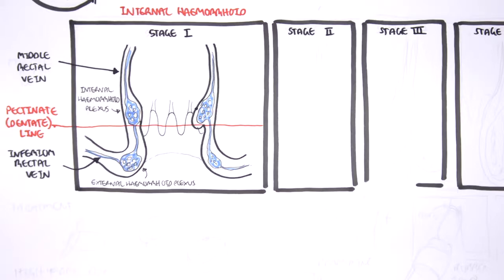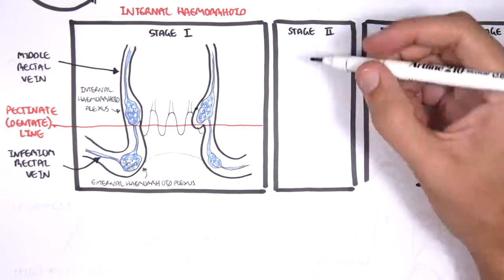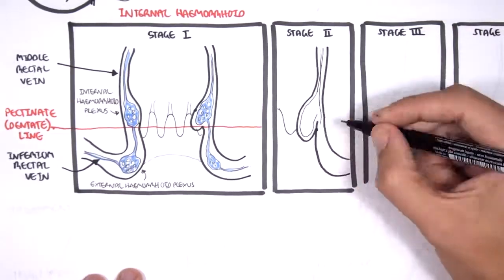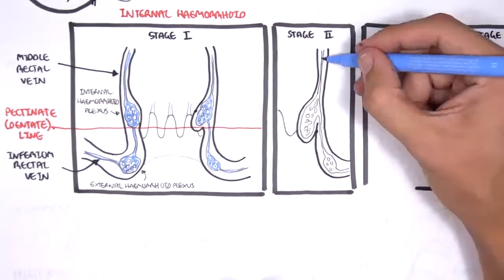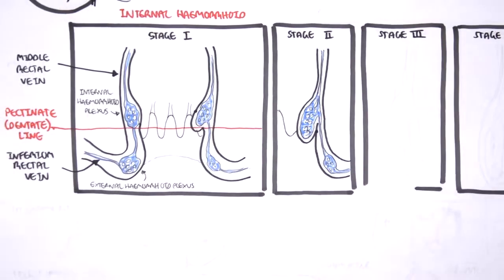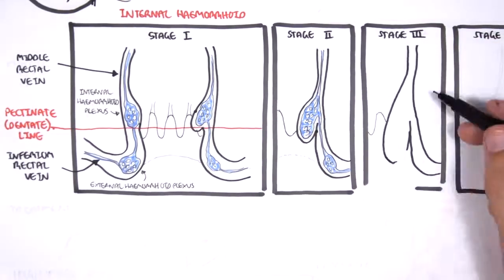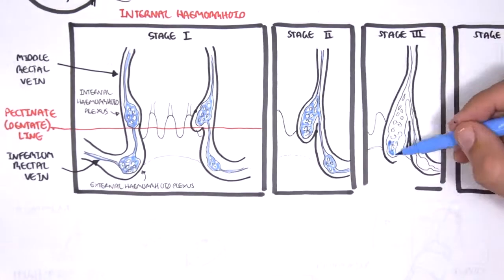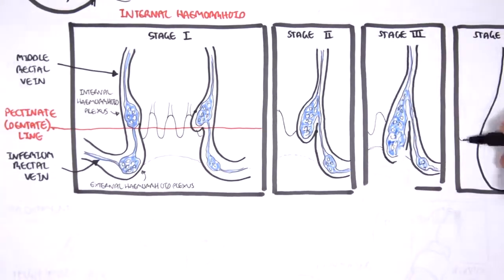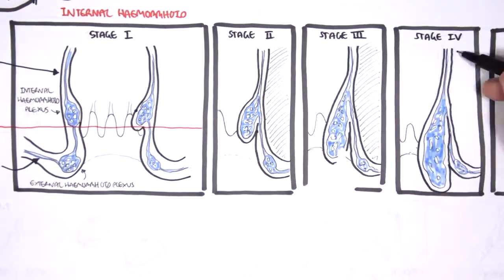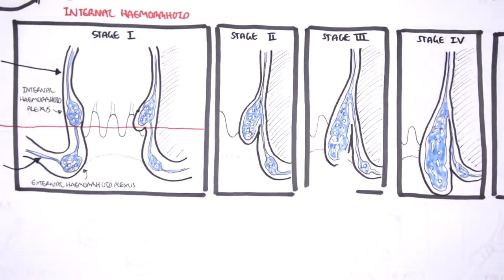The internal hemorrhoids, stage 1, there is slight enlargement of the internal hemorrhoid plexus. Stage 2, the hemorrhoid can go past the pectinate line. Stage 3, further protruding down where it is visible in the anal sphincter. And stage 4 is where the hemorrhoid has fully protruded out.